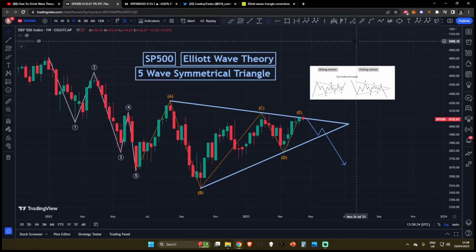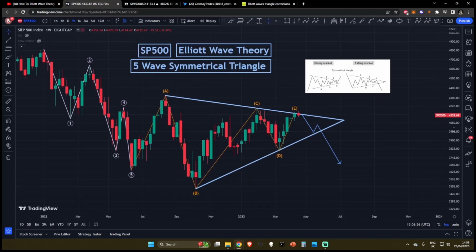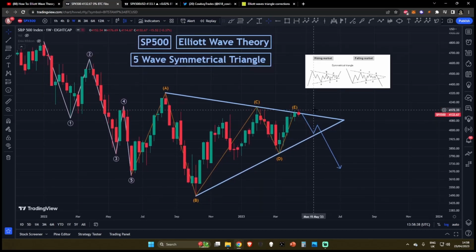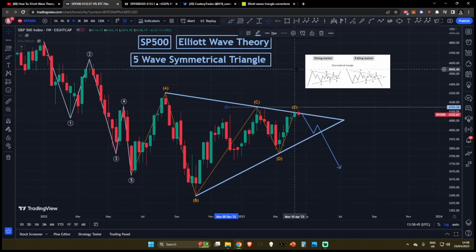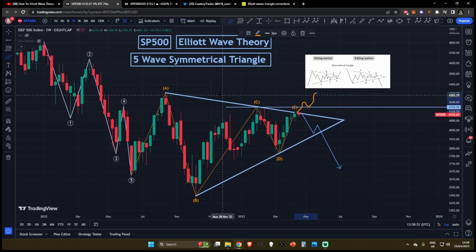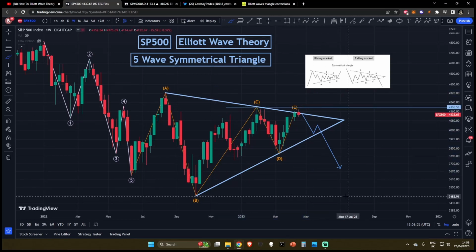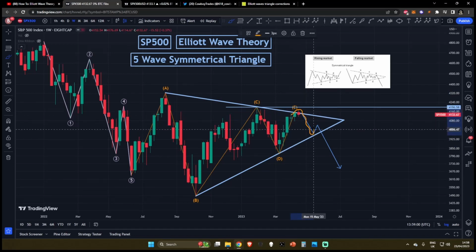So if you are trading symmetrical triangles, what you'd want to do is open a short as we're coming up to this resistance here. You'd probably want to put your stop loss just above here, just above wave C, because if you are trading this and all of a sudden we start pumping, flipping wave C and breaking to the upside, you're pretty much invalidating this pattern. But it's possible we can have a throw over the trend line and then break back down. This often happens a lot of the time.